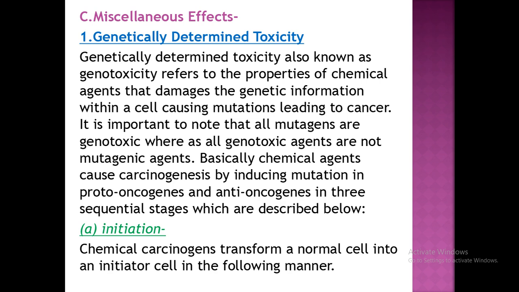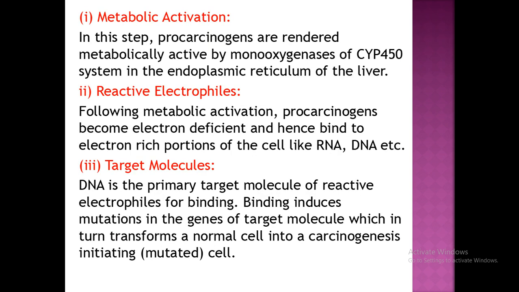It is important to note that all mutagens are genotoxic, whereas all genotoxic agents are not mutagenic agents. Basically, chemical agents cause carcinogenesis by inducing mutation in proto-oncogenes and anti-oncogenes in 3 sequential stages, which are described below. So first it is initiation. Chemical carcinogens transform a normal cell into an initiator cell in the following manner. So under initiation we can see different stages.